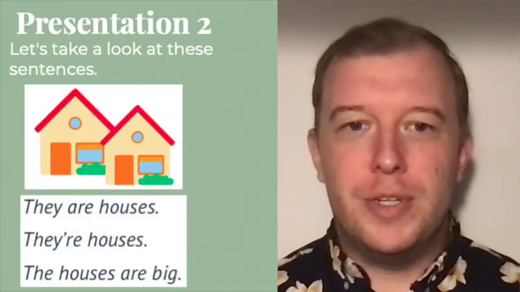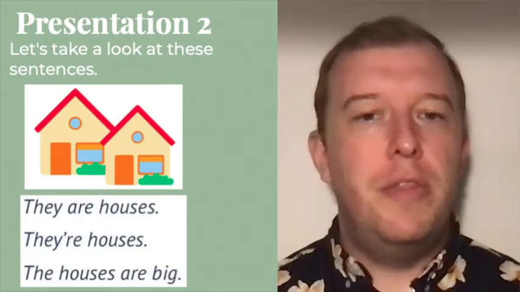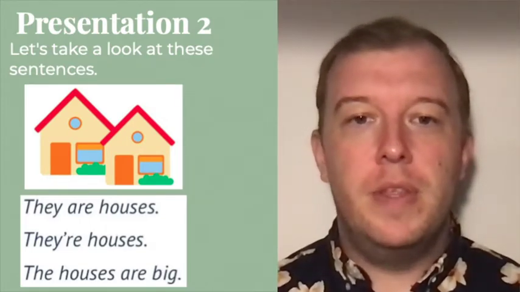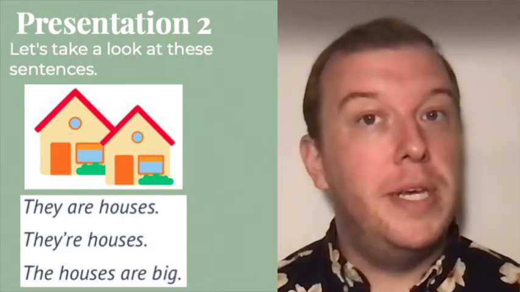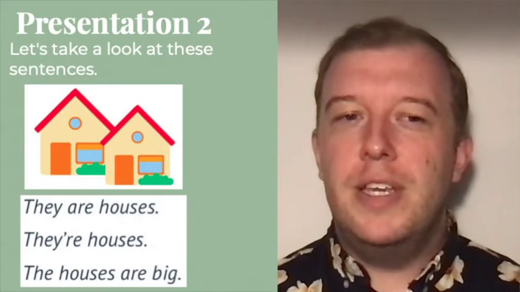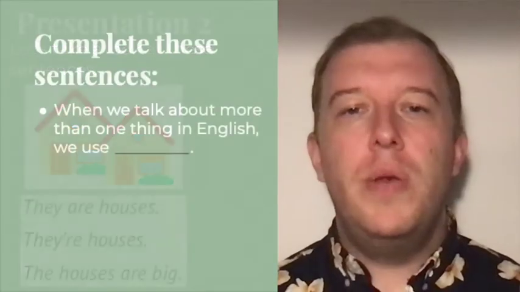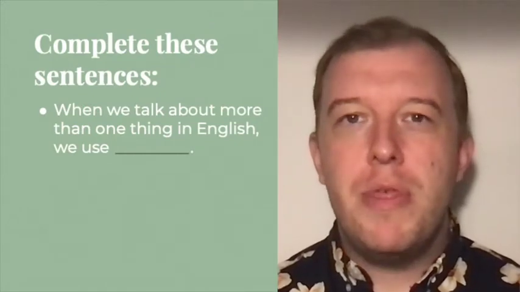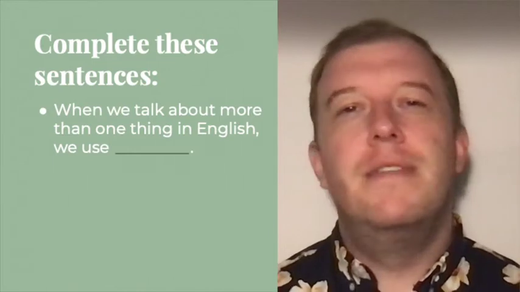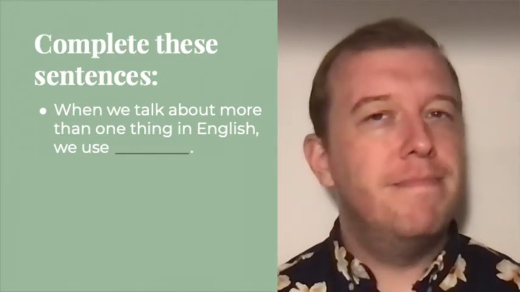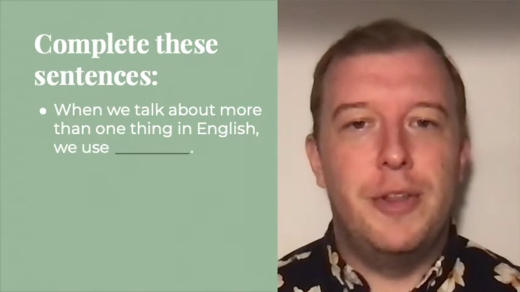Let's look at another example. So in this picture, they are houses, the houses are big. Let's take a look at these examples and see what's happening here. When we talk about more than one thing in English, we use what? Take a second to think about it. So did you get it? Let's take a look together.